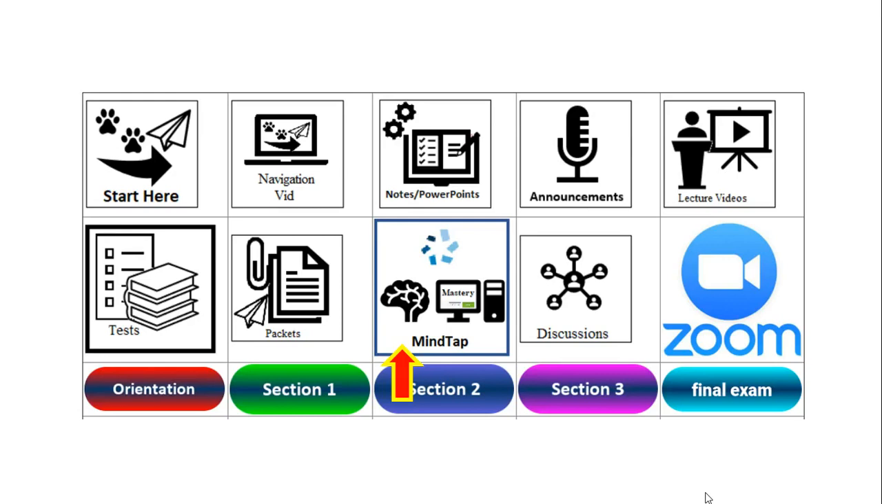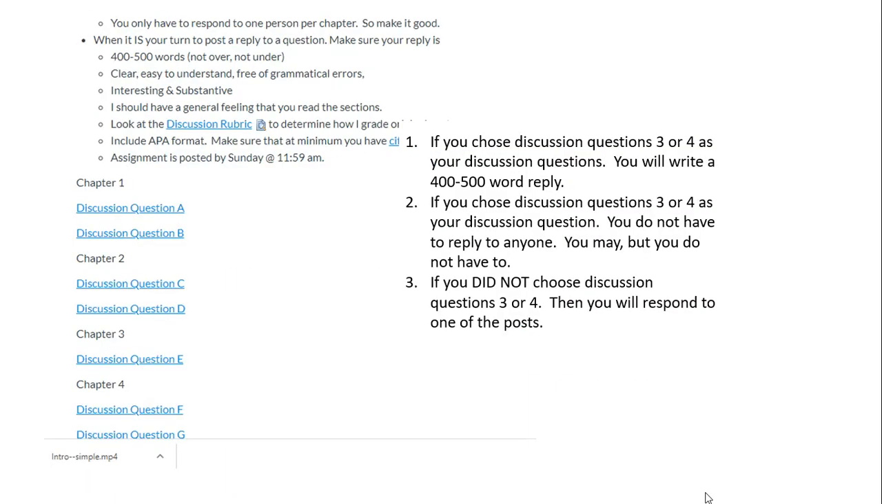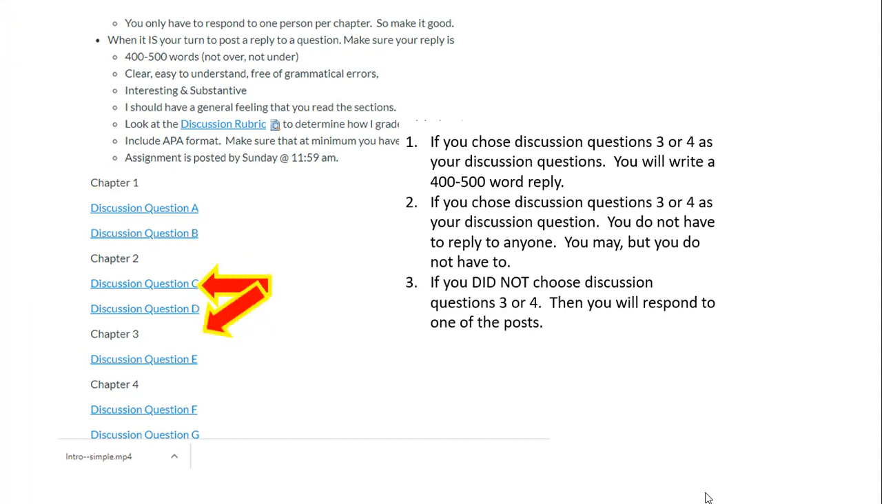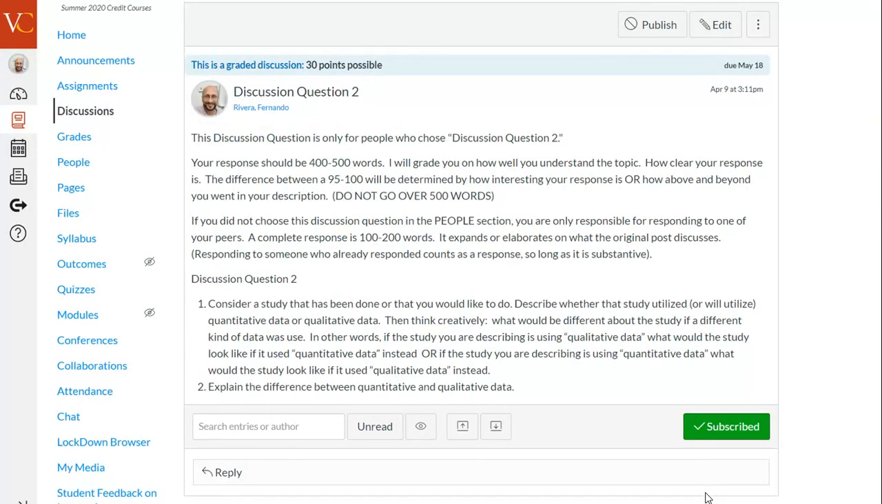Now, if you're not 100% sure what question you want to do, you can always look at the questions themselves. You would have to go to the discussion page and then scroll down to the actual links. Then you can just click on one of the links and it will take you to the page that you're going to post in. And of course, there you're going to see the actual discussion question that you would answer.